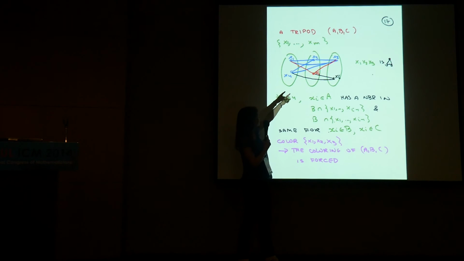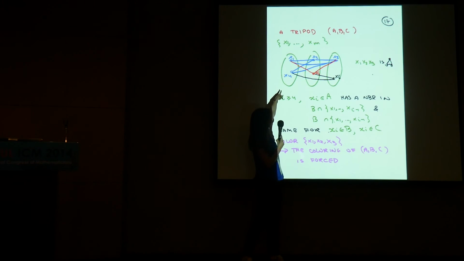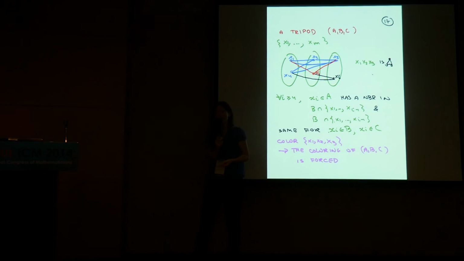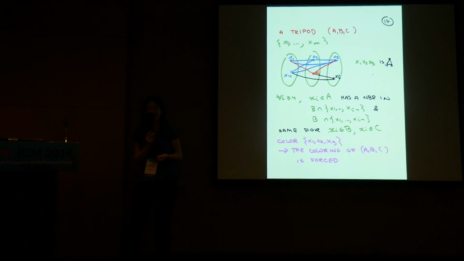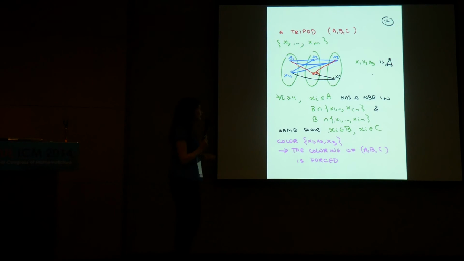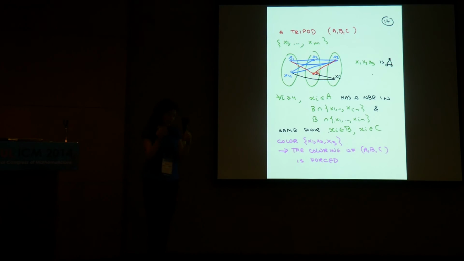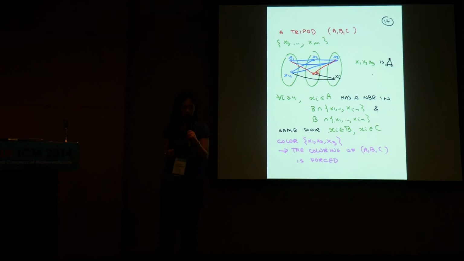Then I have a vertex x5 that has a neighbor in the first blob and the last blob, so I put it in the second blob because its color is forced to be the color of the vertex in the second blob. And you can keep going, right? You can keep going, you can make it maximum. And you get a chunk where the coloring is forced.